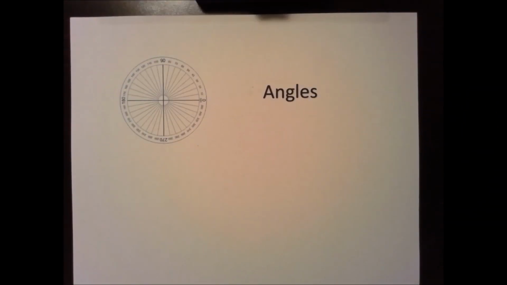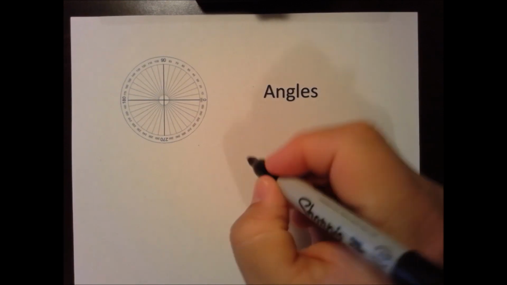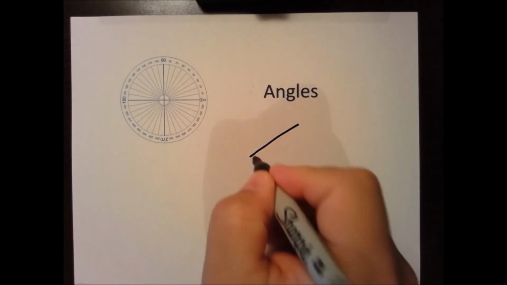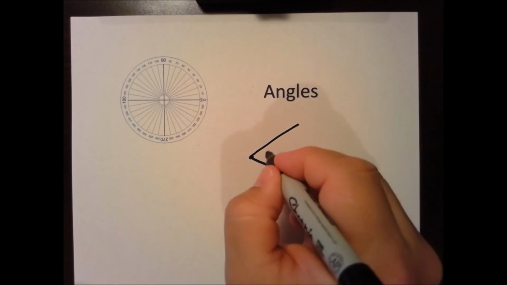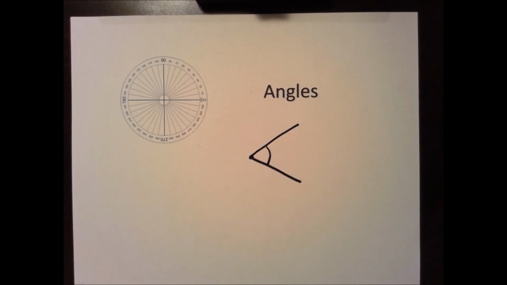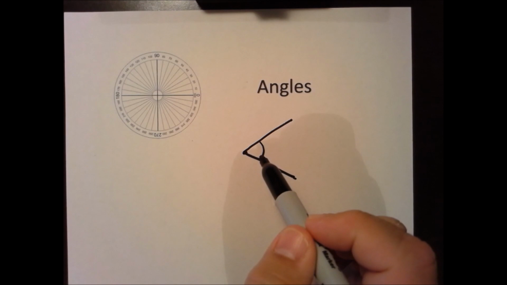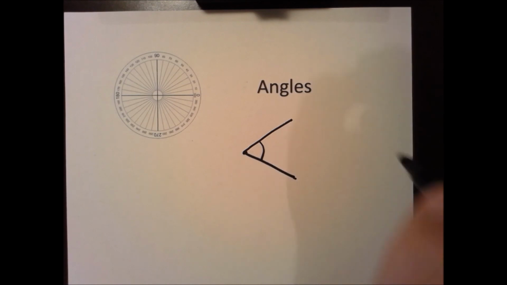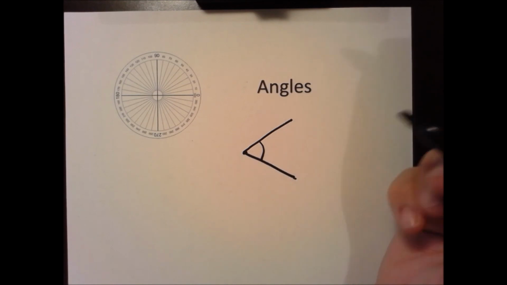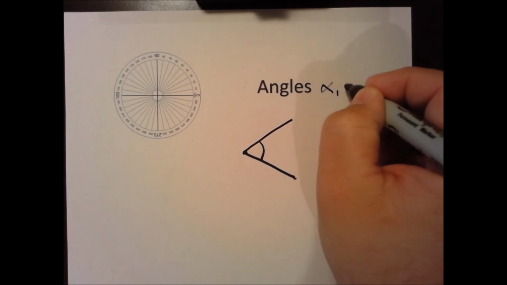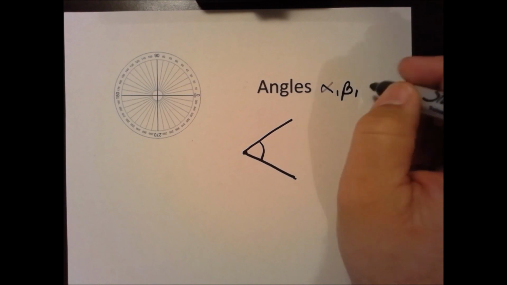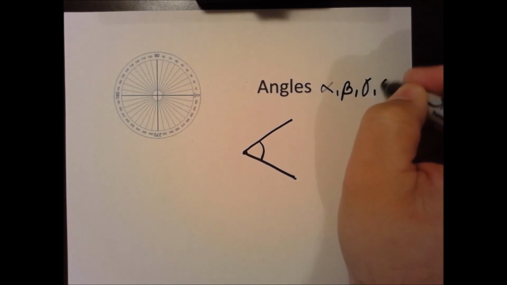First of all, we're going to talk about the angles. And what is an angle? When you have two straight lines that start at a coincident point like that one, this part is going to be called an angle. Angles are usually represented with Greek letters like alpha, beta, gamma, or theta.